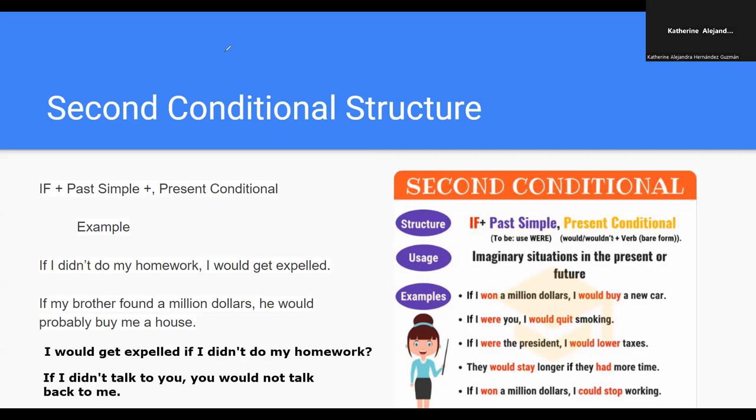If she was obedient, she wouldn't have so many problems. All right. Very good. Good job.